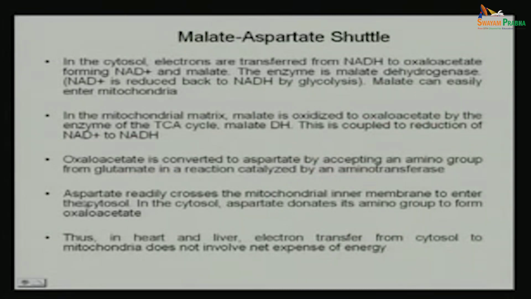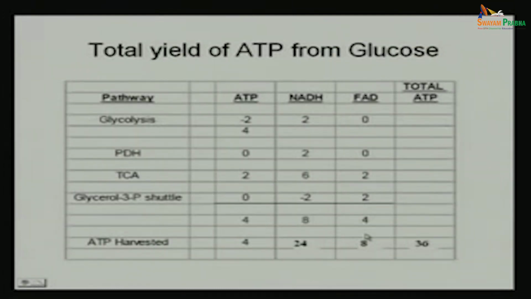Aspartate readily crosses the mitochondrial inner membrane and enters the cytosol. In the cytosol, aspartate donates its amino group to form oxaloacetate. Thus, in heart and liver, electron transfer from cytosol to mitochondria does not involve any expense of energy, and this is the shuttle system in the electron transport chain and oxidative phosphorylation.